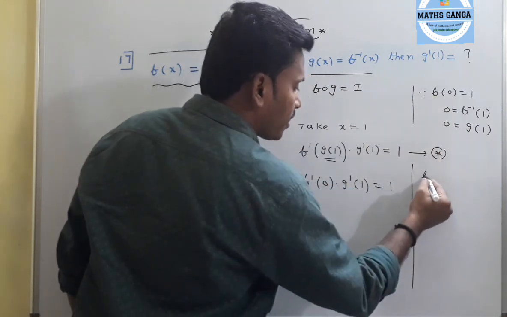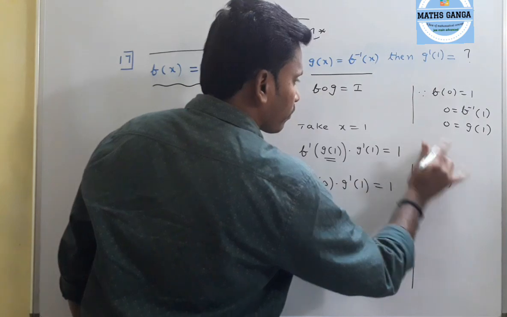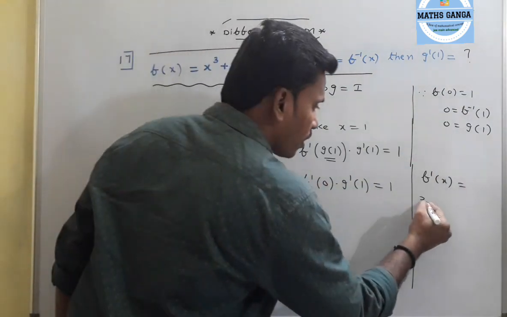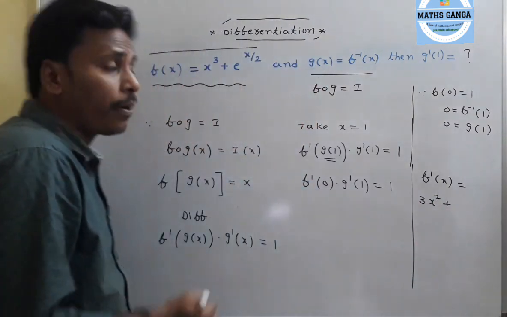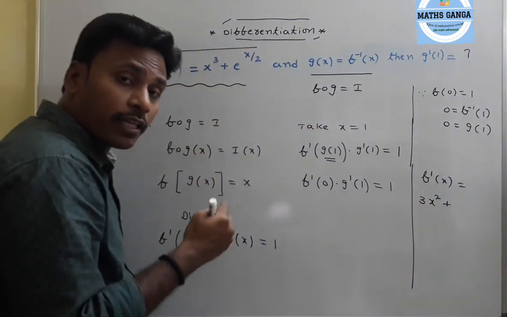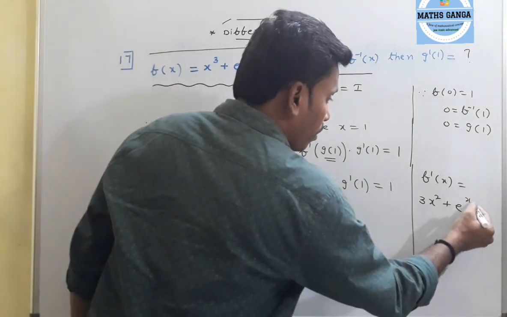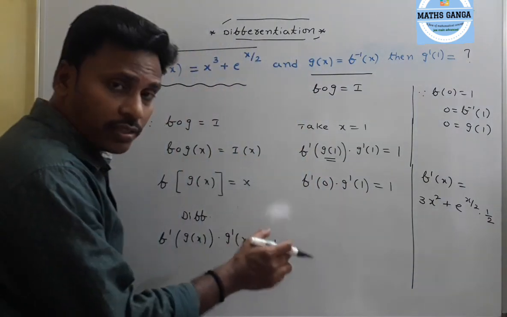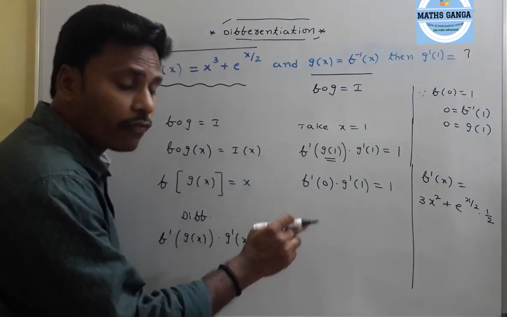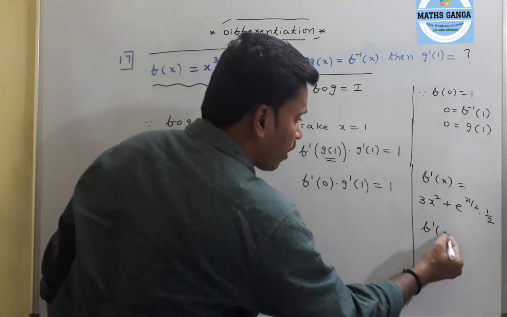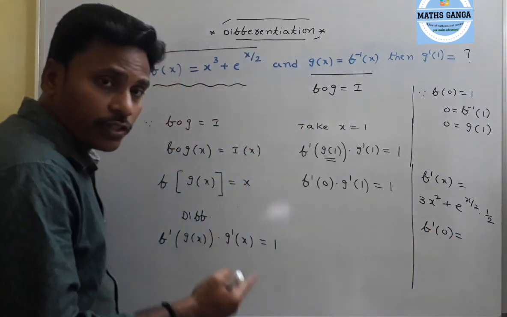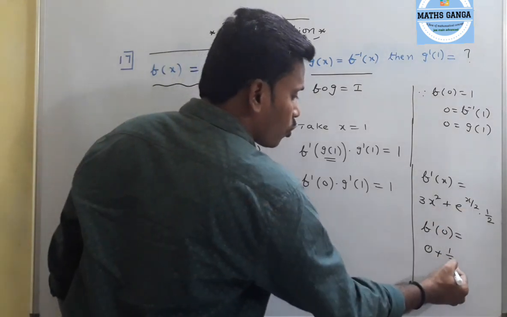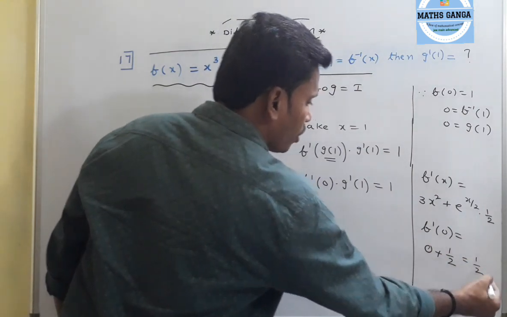Now what is f dash of x? X cube, its derivative is 3x square, plus we have e power x by 2. And for e power something, its derivative is e power x by 2 into, for x by 2 it is 1 by 2. So f dash of x is 3x square plus half e power x by 2. And what do you say about f dash of 0? Replacing x with 0 here, 3 into 0 is 0, e power 0 is 1, so 1 by 2. So f dash of 0 is 1 by 2.